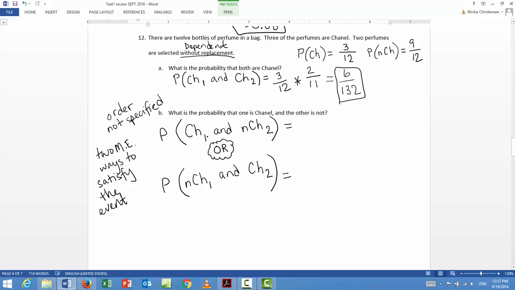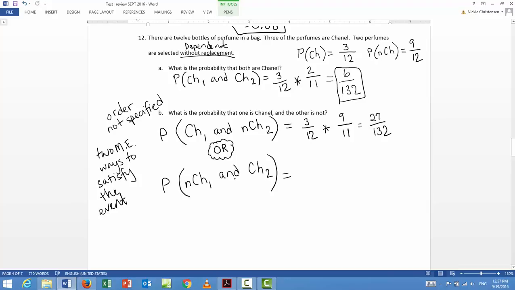So the probability that we're going to get Chanel first is 3 over 12. And means times. Then the chance we're going to get non-Chanel second: we chose a Chanel one first, so there are still 9 non-Chanels in the bag. But the total number of perfumes in the bag has gone down to 11, because we already took 1 bottle out and we did not replace it. So if we multiply this across, it's going to come to 27 over 132.